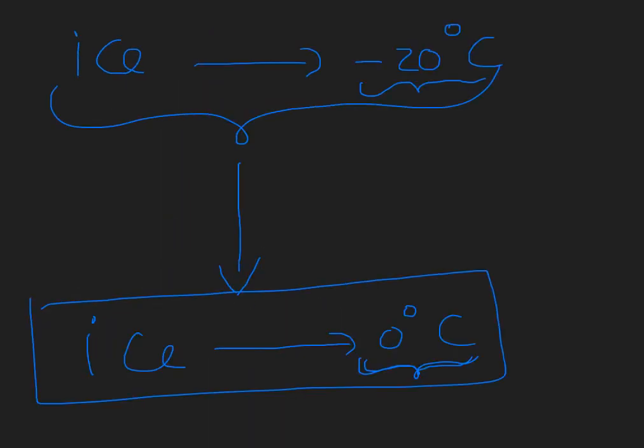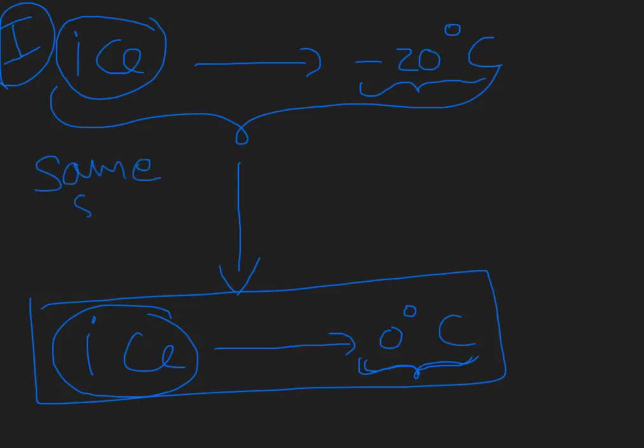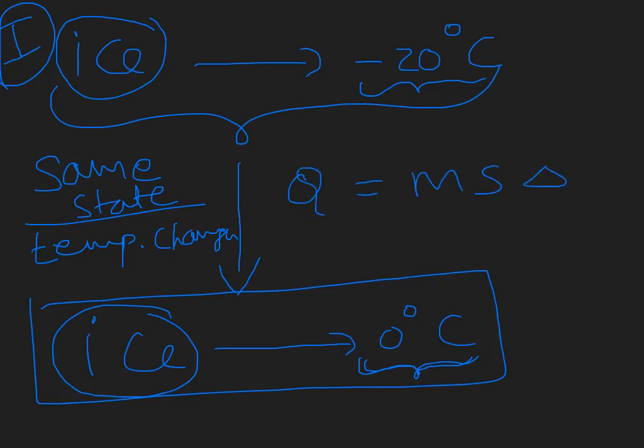This is the first step. What is our first step? Ice at minus 20 to ice at 0 degrees centigrade. Here also ice, here also ice. Both are ice, which means same state. But in the same state, the temperature changes. Same state with temperature change means my formula is Q equals m s delta theta. This is the formula from ice at minus 20 to ice at 0 degrees centigrade.